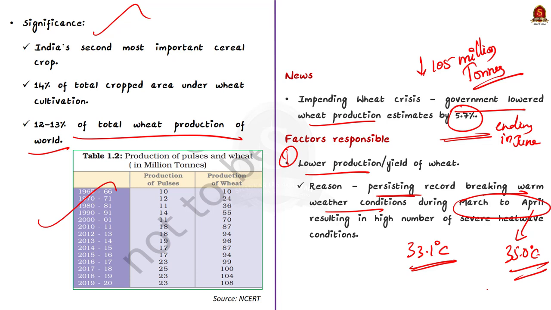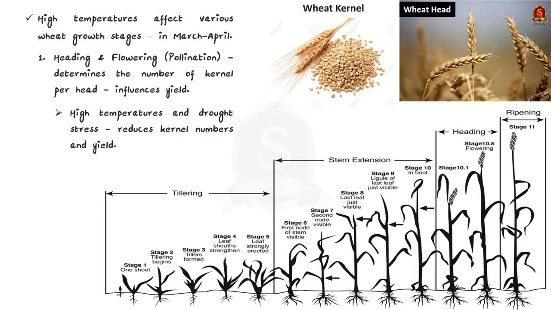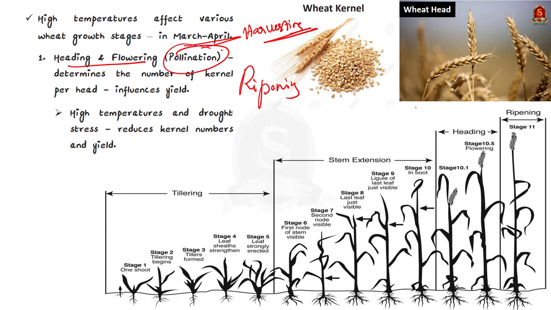But why did this affect wheat production? It is because high temperatures severely limit the wheat yield. As we saw, March-April are the harvesting months. It includes the crucial growth stages of wheat like heading and flowering and ripening and maturity. See, heading and flowering is the pollination stage. That is, when the head will fully emerge from the stem and reproductive growth or the flowering starts. So, pollination determines the number of kernels per head. Number of kernels is an important component that influences the yield. But the issue is high temperatures and drought stress during heading and flowering can reduce the kernel numbers and the yield. And flowering is followed by the grain filling period.